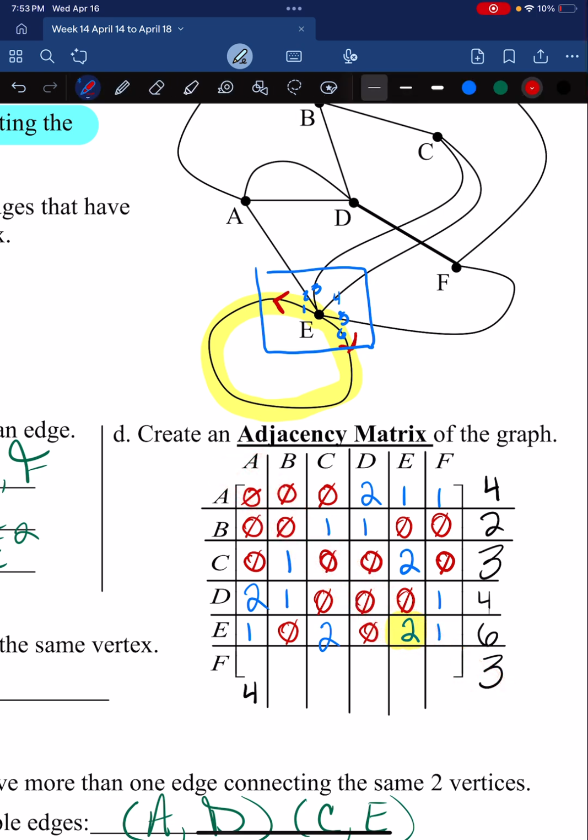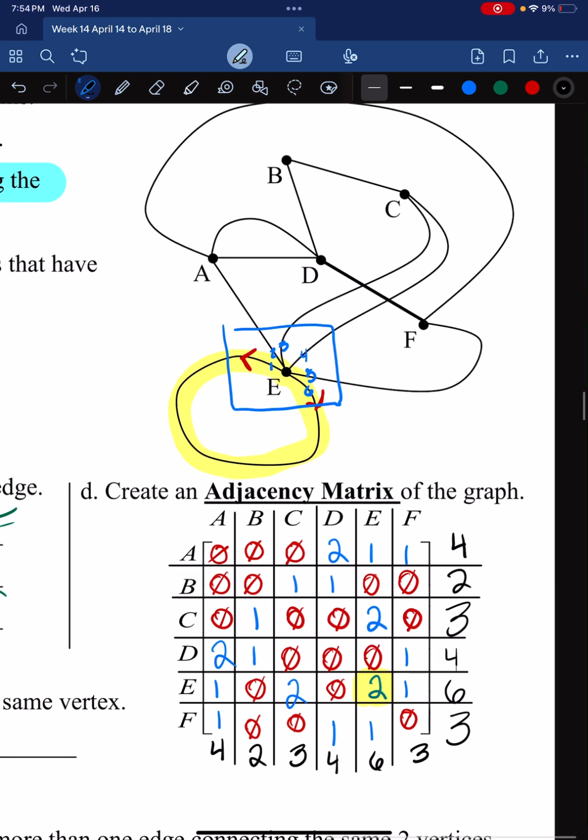And our last row, A connects to F one time, or F connects to A one time. B does not, C does not, D connects one time, E connects one time. We add that up and we get 3. Now remember, if we add the columns instead of the rows, that's going to give you the same numbers. That is how you read and create your adjacency matrix.